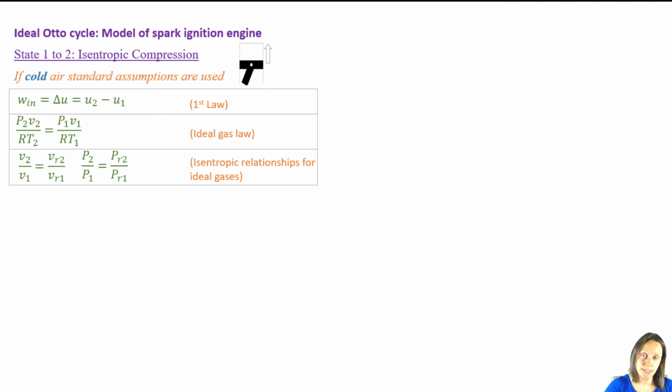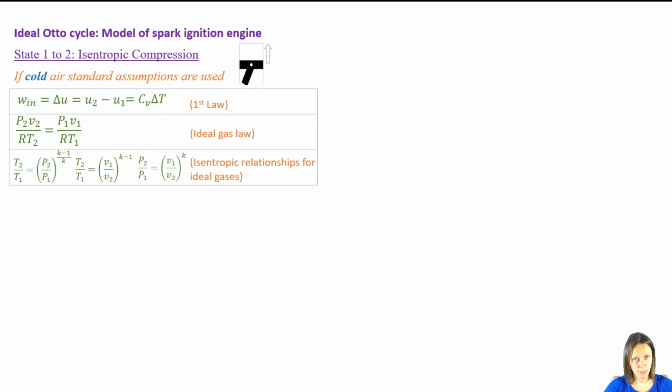If we do make the assumption that specific heats are constant, in other words, we're making cold air standard assumptions, then I can replace that delta U with Cv delta T, and I can also use the isentropic relationships that are specific for that assumption. So this is for an ideal gas undergoing an isentropic process if we assume that specific heats are constant.